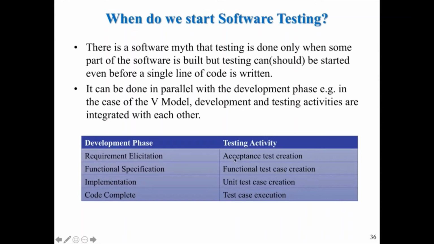It must be tested with the user, which means the verification by the user should be done. For functional specification, functional test cases should be written, and at that time it should be tested whether the functions that you have written are all the functions required by the user. In implementation, unit test cases are written, and in code completion, when the code is complete, the test cases are executed.